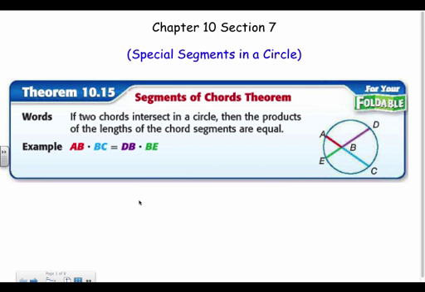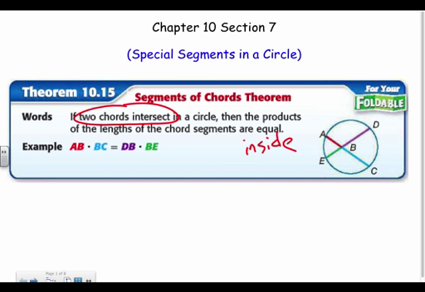So our first theorem is for when our chords intersect inside the circle. Two chords intersect inside the circle. So think, inside the circle, you just take part times part equals part times part. It's kind of all there is to it.